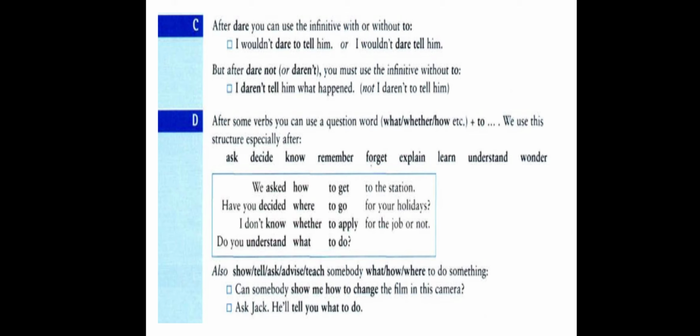Another example, ask Jack, he will tell you what to do. Here the verb tell is followed by object you and then WH question word, then to plus the base form. So we have here a group of verbs followed by question word directly, then infinitive, to plus the base form. And some other verbs followed by object, then question word, then to plus the base form. That's all. Thank you.